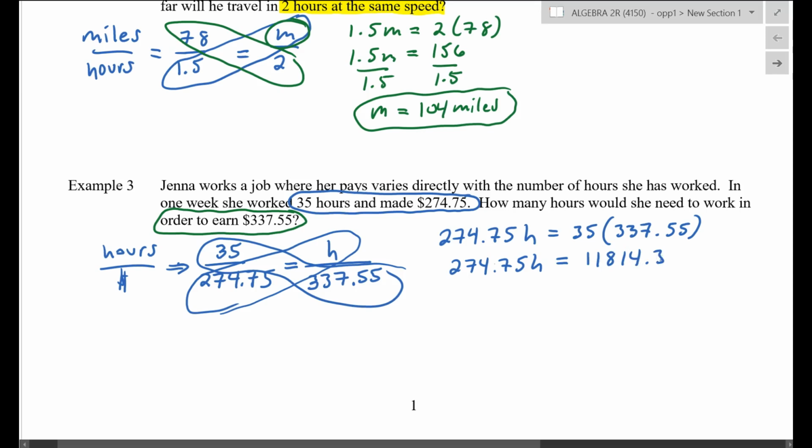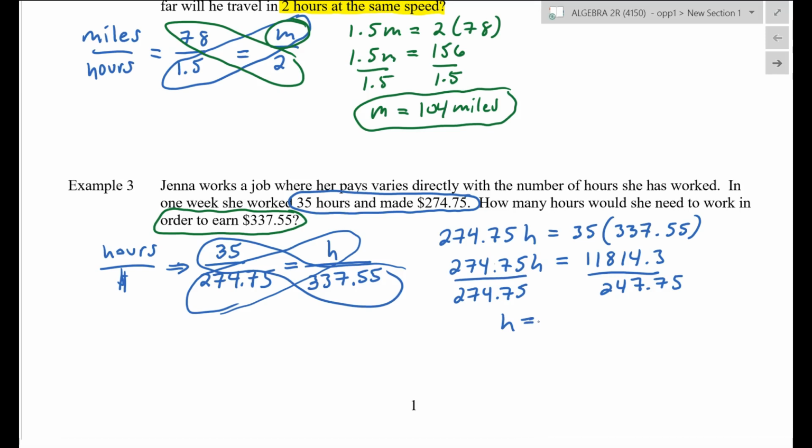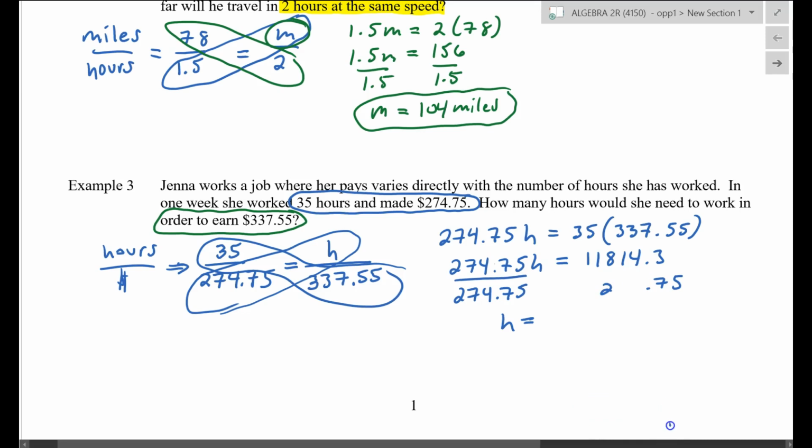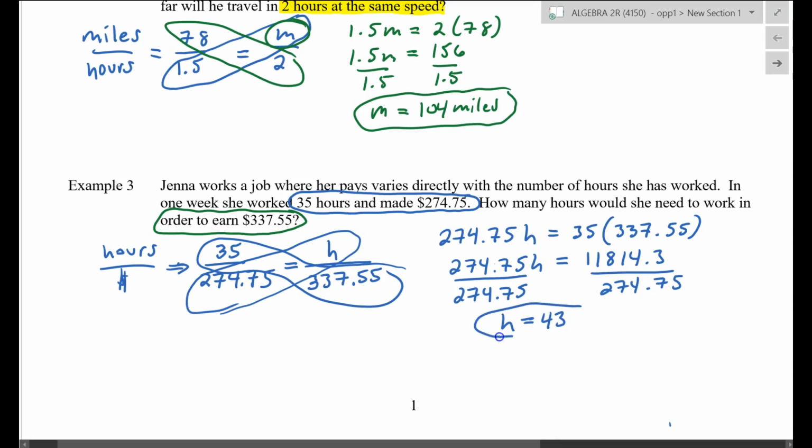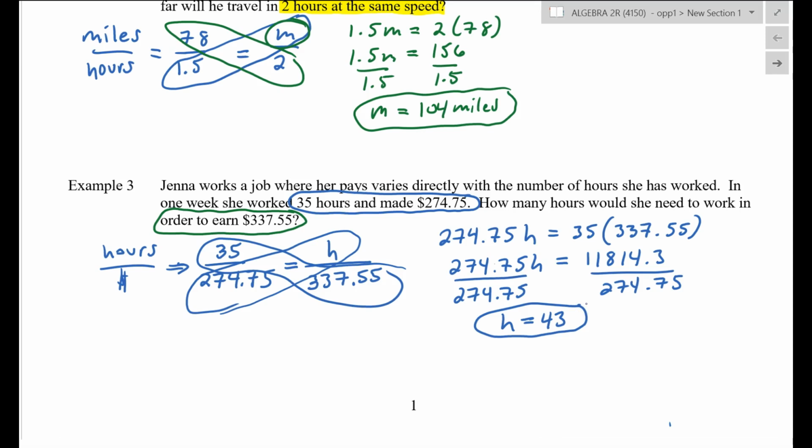0.3. All right, divide that by this. Oops, that's 274. I flipped those around, sorry. 274. There we go. 43. Thank you, sir. Seem okay? Right? Very, very, very simple relationship, right?